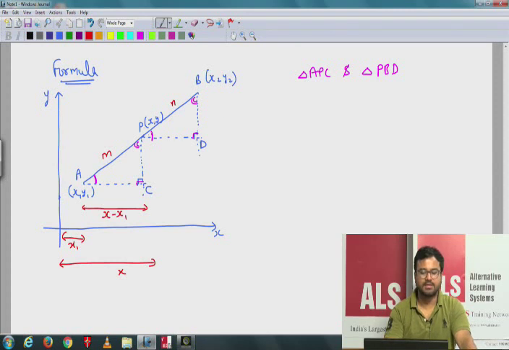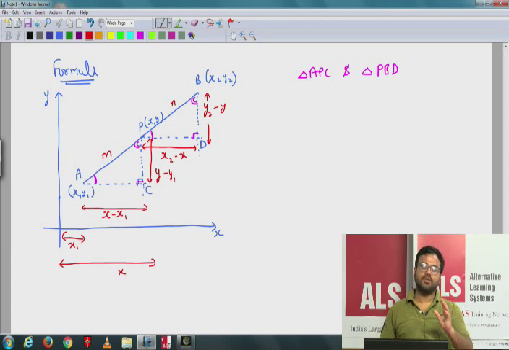In the same way, the distance PD, the D is at a distance of x2 from the y-axis and P is at a distance of x from the y-axis. So distance PD is given by x2 minus x. Now the vertical distances, BD. The height of B is nothing but y2 and the height of D is y. So this will be y2 minus y. And similarly, the distance PC, this distance will be x minus x1, y minus y1, since it is a vertical one, so y minus y1.